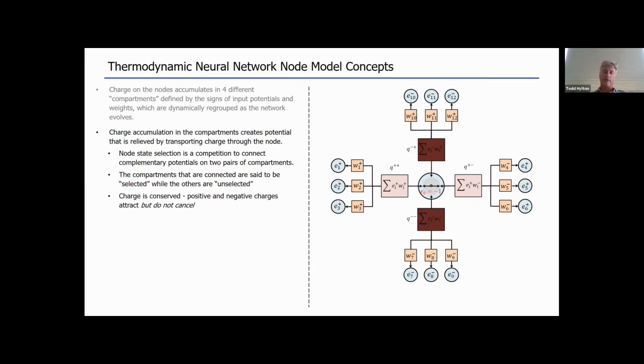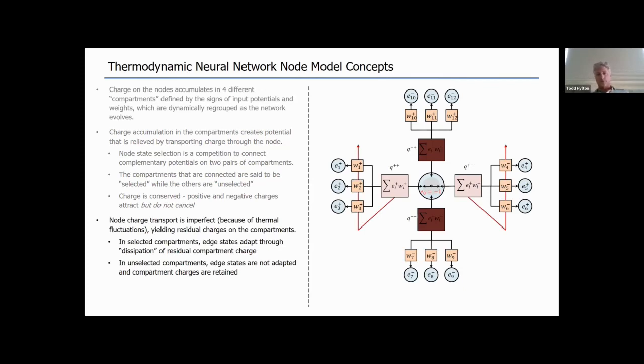And because of the requirements of charge conservation, the 2 compartments form pairs, and so the node is basically deciding to connect 2 pairs or another pair, like the traffic light. The other key point is that the charges are conserved. Positive and negative charges attract each other, so they create a path along which the charge should flow, but they never cancel each other, unlike a typical neural network model.